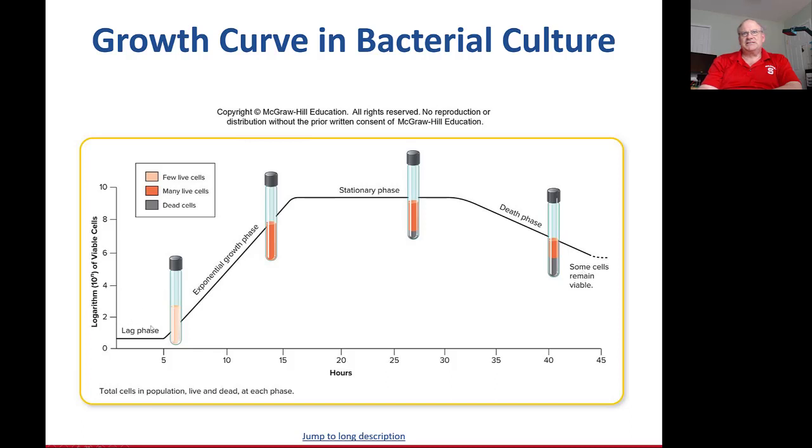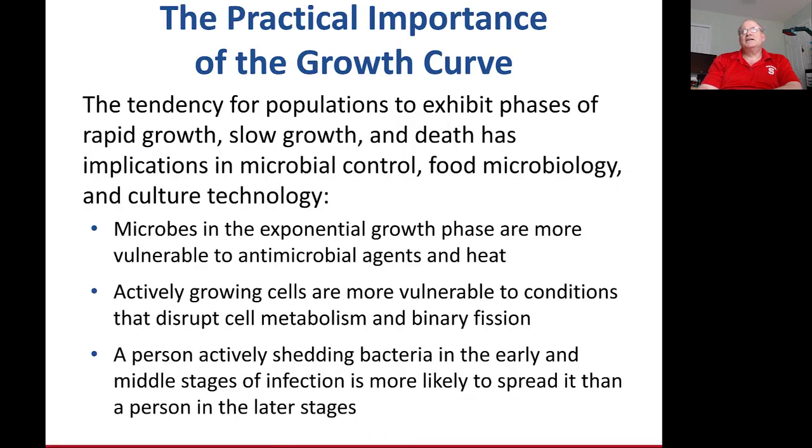So here's the lag phase, the exponential growth phase, and it starts to run out of particular things in the media, and then it stays stationary as long as it can. Actually, they have no shame. They'll eat each other, and they don't care if things have been used. They'll eat it again, and then eventually the pH and all those things start to change, and then we go into this death spiral, and it's usually the end of the culture. The tendency of populations to exhibit phases of rapid growth, slow growth and death has implications for food, of course.